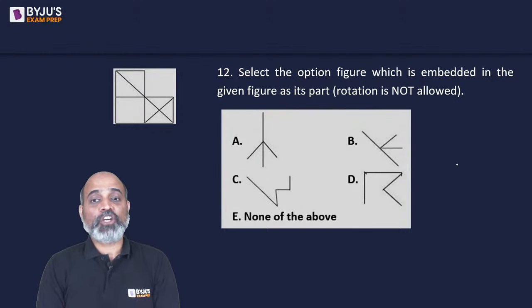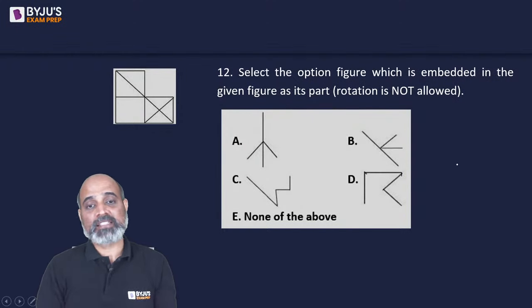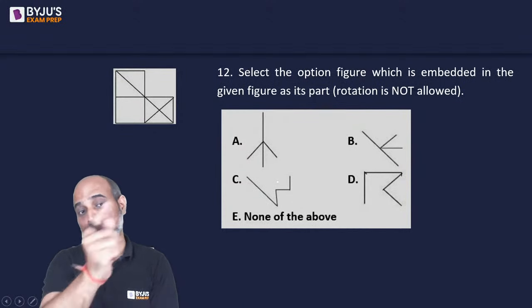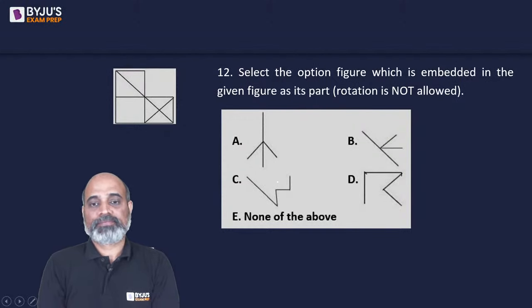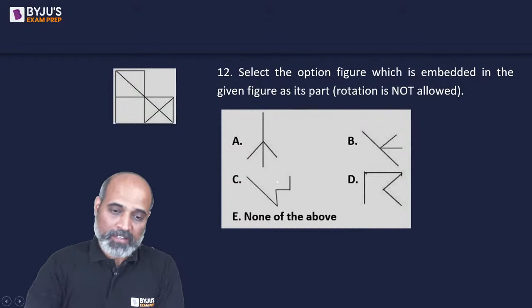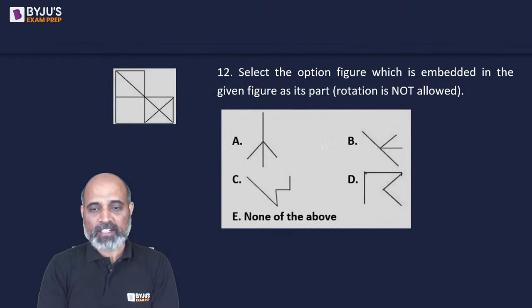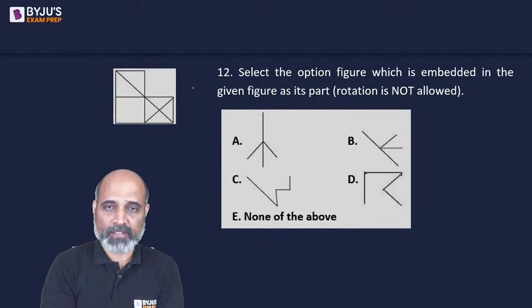Okay, the next one. Select the option figure which is embedded in the given figure as its part. Rotation is not allowed. So vice versa है. So we need to find out कि ABCD में से कौन सा शेप उधर उस फिगर में है ना? I hope everybody got that. It's going to be D, right?